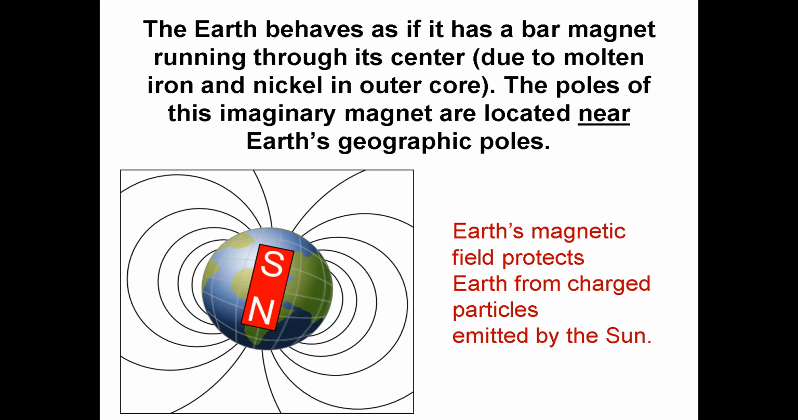Why? Because the Earth acts exactly like there's a big magnet inside it. There's iron and nickel in the outer core that make a magnet. So the amount of iron and nickel on the Earth makes it have a magnet inside it, and they make the poles.